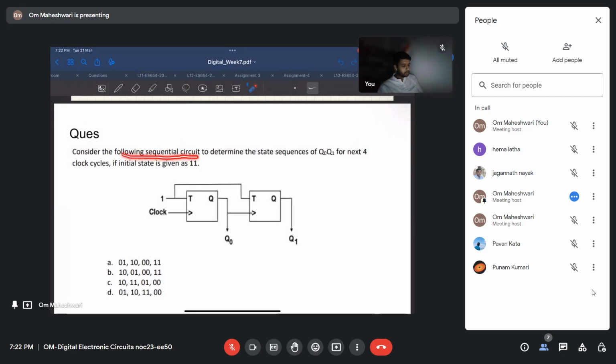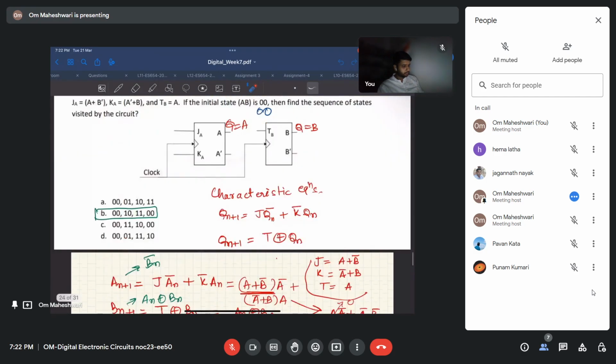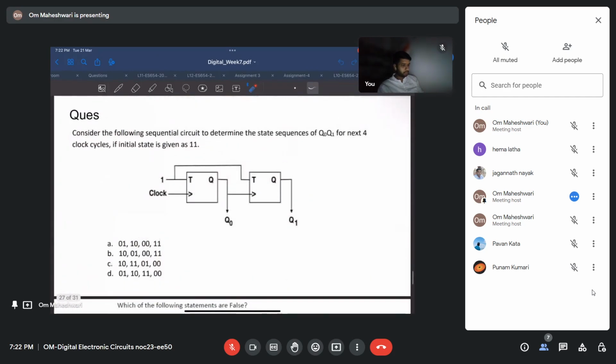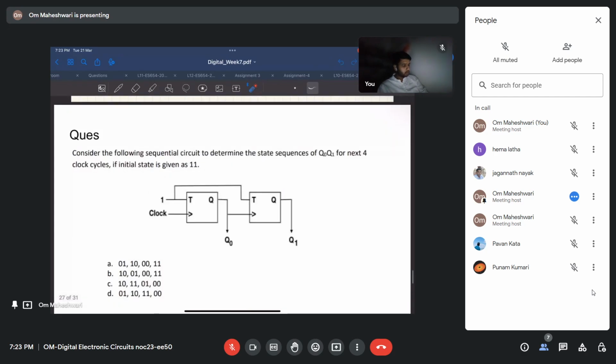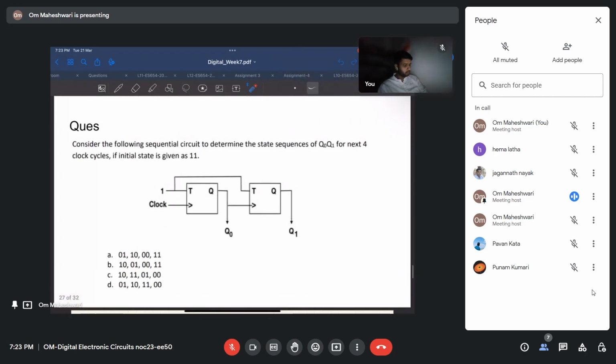Consider the following sequential circuit to determine the state sequences of Q0, Q1 for the next 4 clock cycles. The initial sequence is given as 1, 1. Okay. So it is very similar to the previous question, right? Okay. So we'll do it as we did the previous question also.